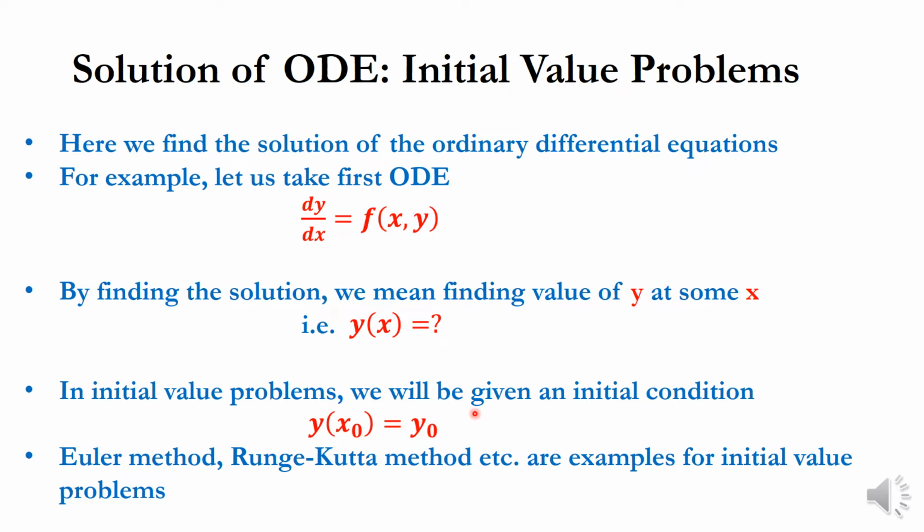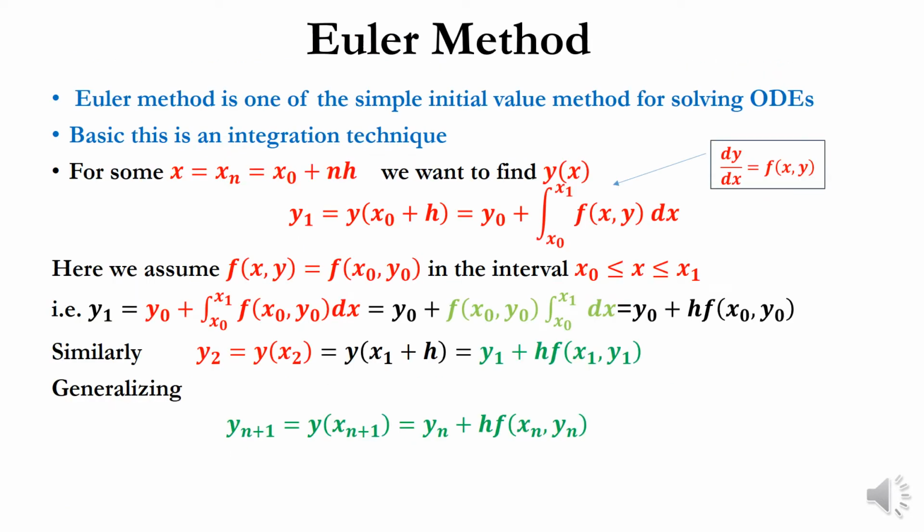There are different initial value methods for finding the solution of ordinary differential equations, like Euler method, Runge-Kutta method, etc. So first we will discuss Euler method. Euler method is one of the simple initial value methods for solving ordinary differential equations. The basic principle behind this method is integration. That is, we integrate this differential equation to obtain y.